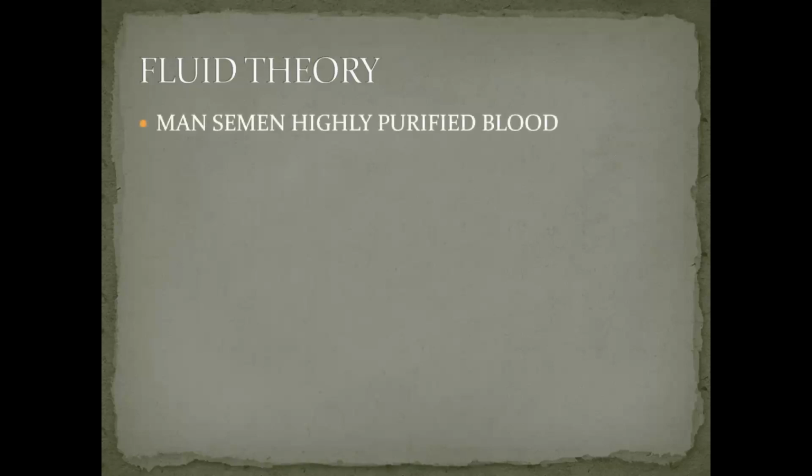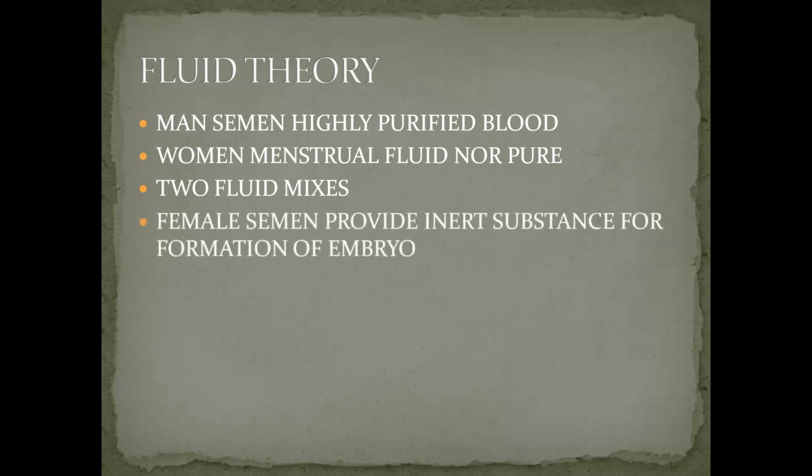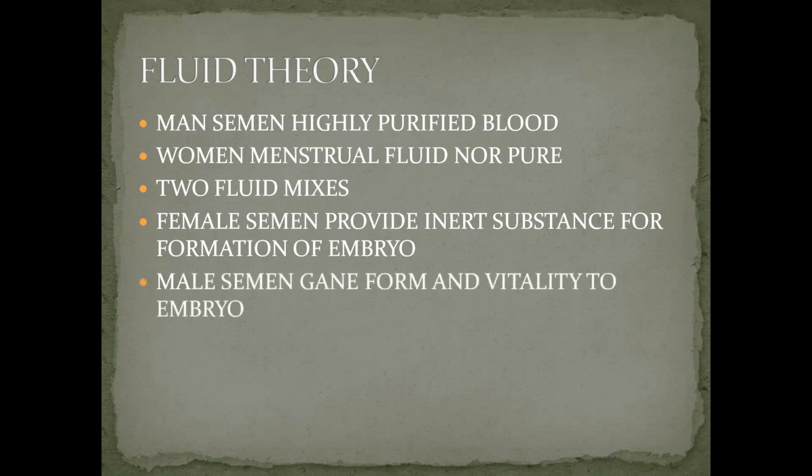Then fluid theory. Man's semen was said to be highly purified, and woman's menstrual fluid was not pure. Menstrual fluid is mostly red in color, so it was not pure. This was white, that's why it was pure. They used to consider that. Now, what used to happen? Both fluids used to mix. Female fluid provided only inert substance for the formation of the embryo, just the environment for its development. And male semen gave form and vitality to the embryo. It gave the form of the organism, how it is. Female fluid was just giving the environment. This was given by Aristotle.